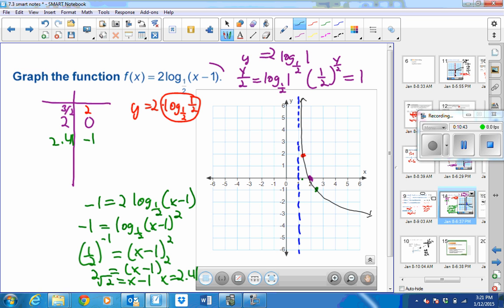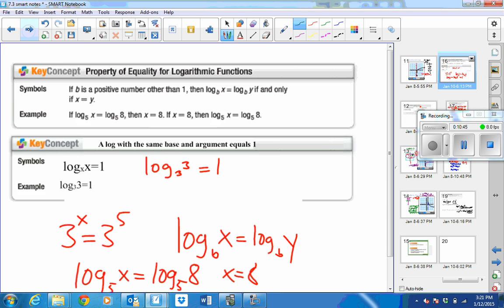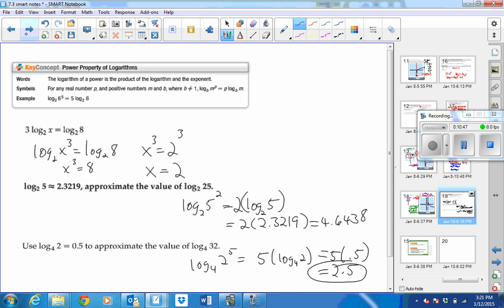So that's it on graphing. The only other thing that I wanted to look at was this final slide here. And this is actually, I think you can follow this work pretty well, so I'm going to leave it at that.